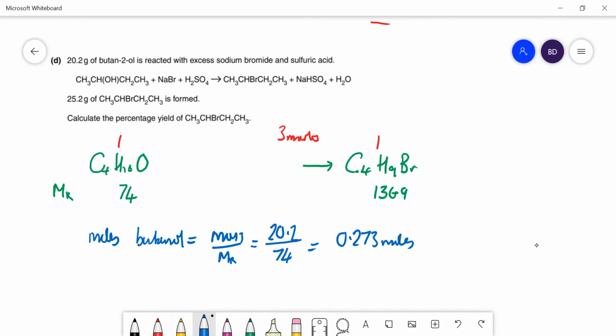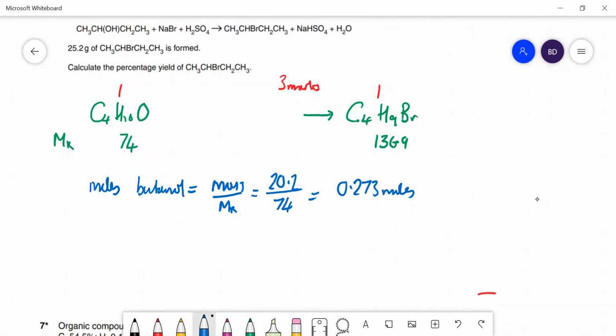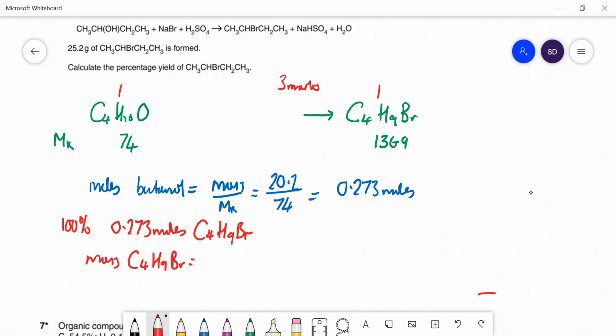Okay, so we should get that number of moles of bromobutane. So we should get 100% yield. We should get 0.273 moles of bromobutane. So let's work out the mass of that. So the mass of C4H9Br is equal to moles times MR, 0.273 multiplied by 136.9 gives us 37.37 grams. But we don't get as much as that. We only get 25.2 grams.